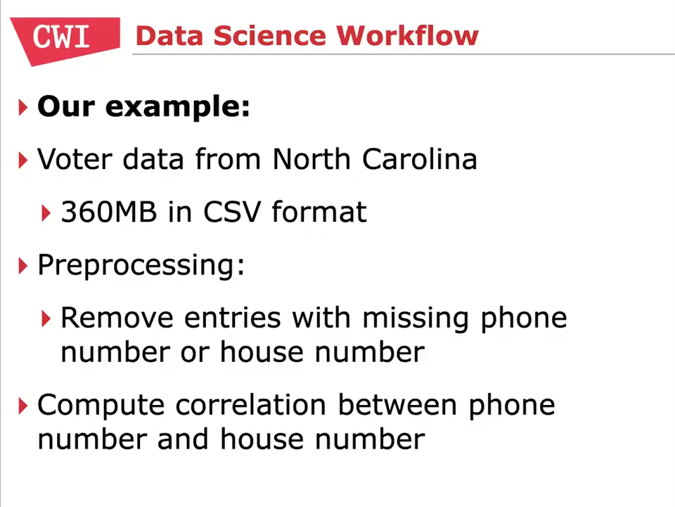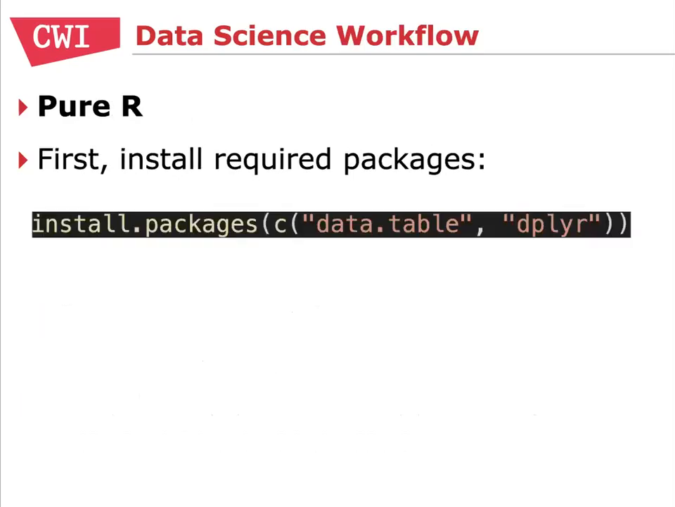Then as a pre-processing step, of course, we're going to load this file into R, and then we're going to remove entries that have a missing phone number or house number. Basically, for any person where we don't know their house number or phone number, we're going to remove them. And then we're going to see if there's a correlation between someone's phone number and someone's house number. Prediction, probably not, but let's see.